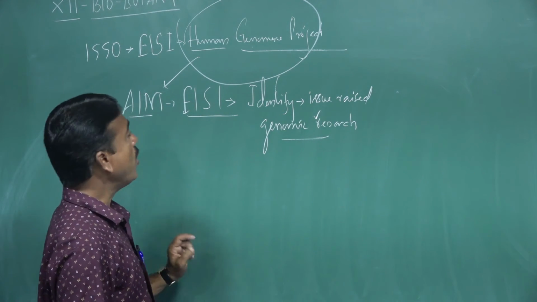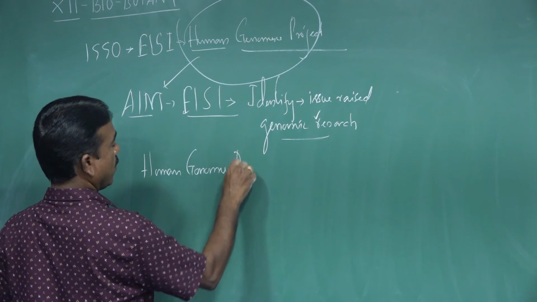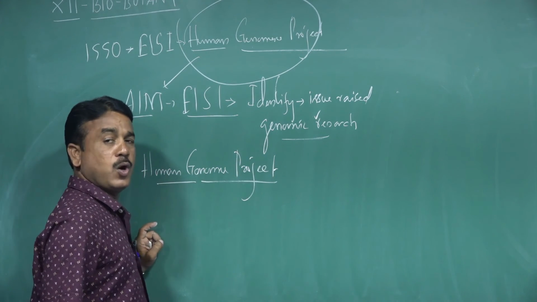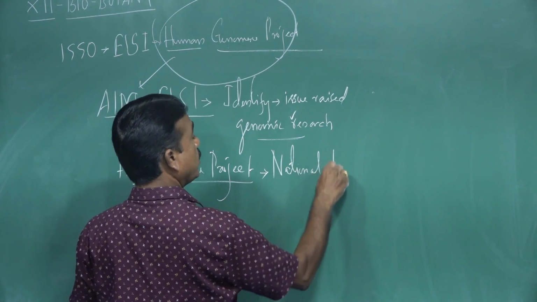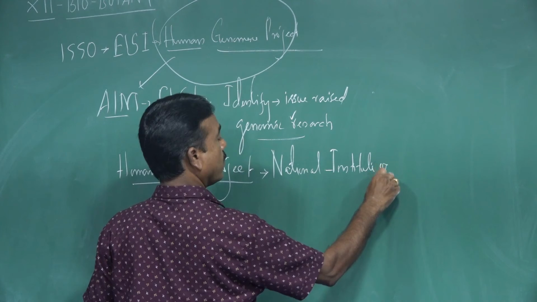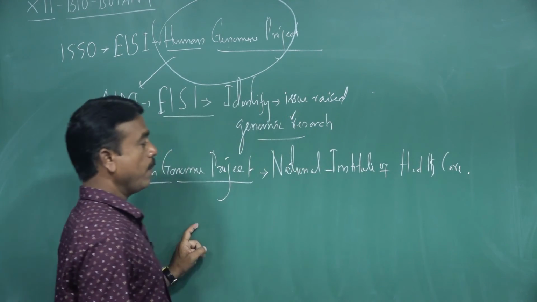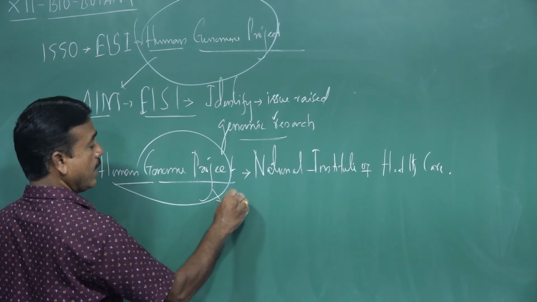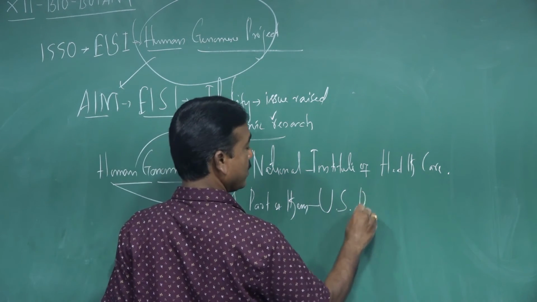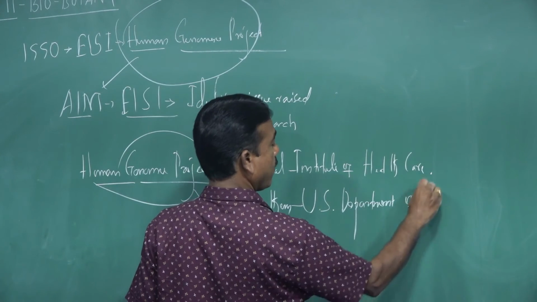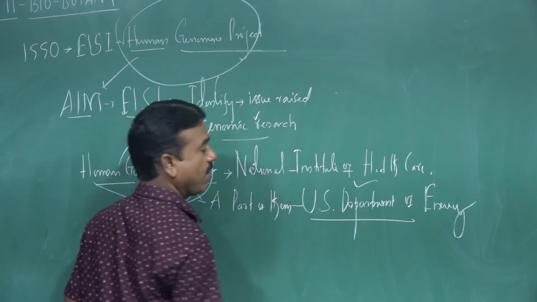But in the world, who first contributed to human genome research? The Human Genome Project was first contributed to by the USA, particularly the National Institutes of Health. But a part of the Human Genome Project was handed over to the US Department of Energy. A part of the human genome research was handed over to ELSI by the Department of Energy.